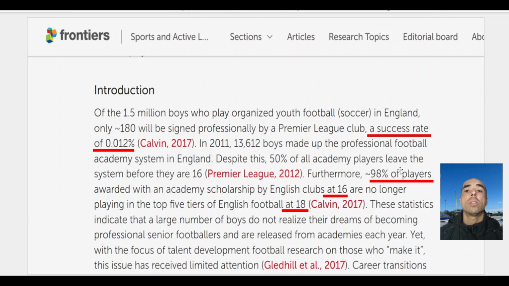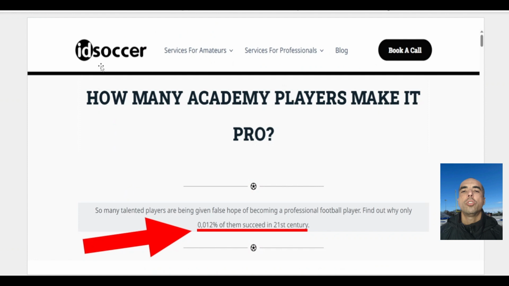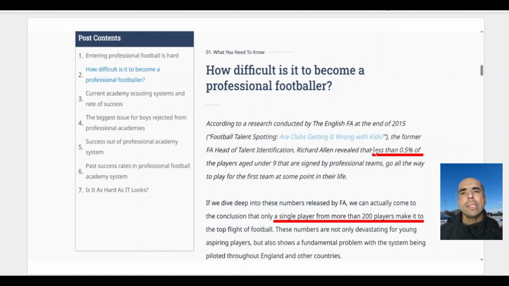Here, BBC Sport, talking about young players that don't have a plan B. After being released, they have no clue what to do. It's a tough reality. This one right here, another source talking about 0.012% success rate. Difficult. Most of them will not make it. We have less than half a percent of the players under 9 who will be signed by professional teams. So 1 in 200 will make it.